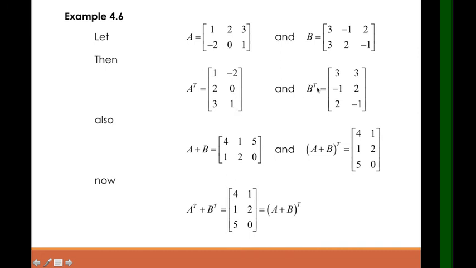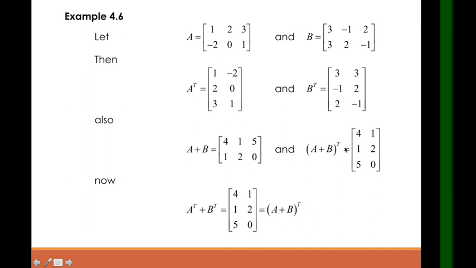And for B raised to T, we have 3, negative 2, negative 1, 2, 3, 2, and negative 1. For A plus B, we add A plus B. And then we transpose their sum, which is 4, 1, 5, 1, 2, 0. On the other hand, we have A raised to T plus B raised to T. Didn't the properties say it is similar to A plus B, quantity A plus B raised to T?